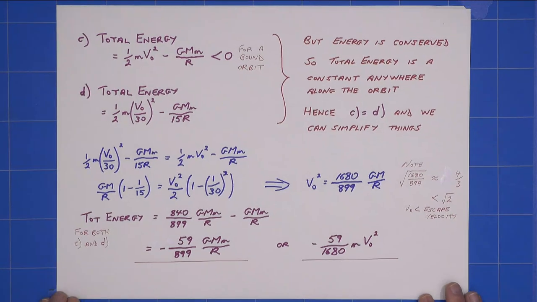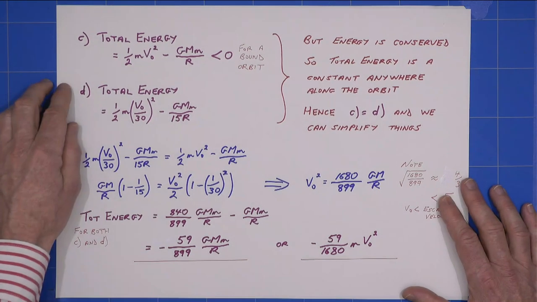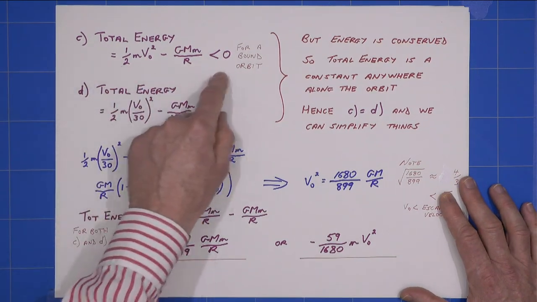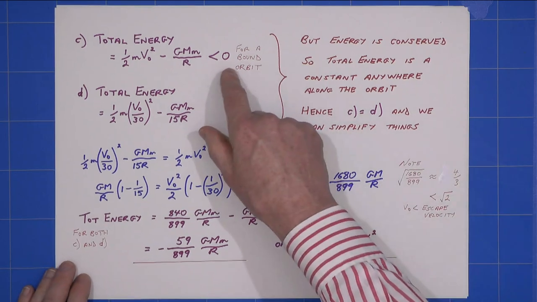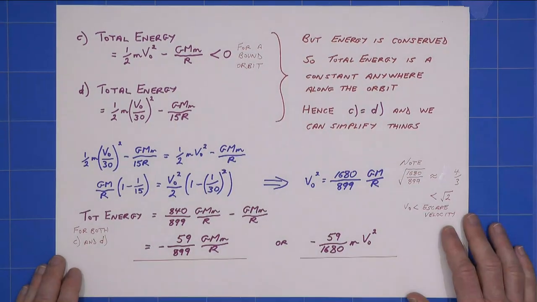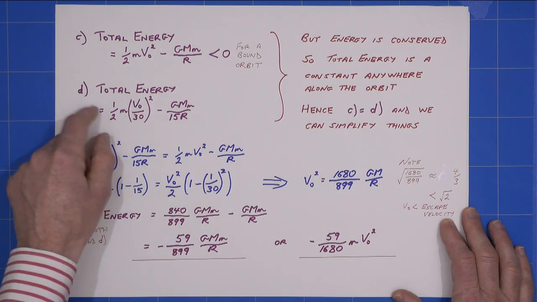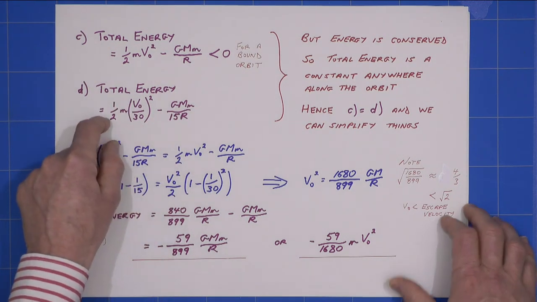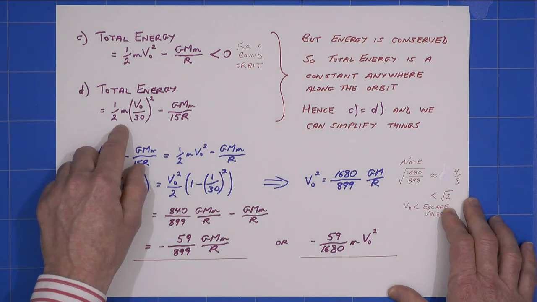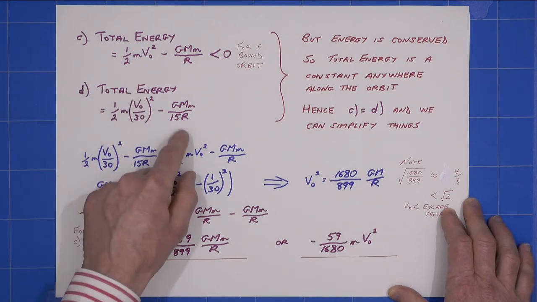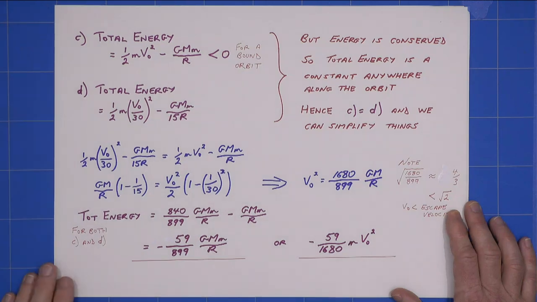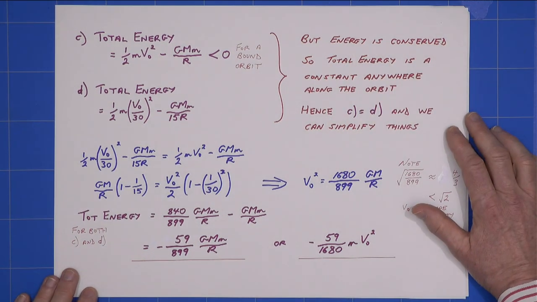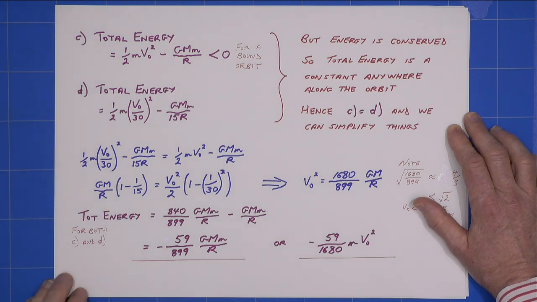For parts C and D, well, we know that the energy at start is going to be a starting condition there, and we know that it's also less than 0 for a bound orbit. We know our total energy, which is conserved of course. We know our total energy at our maximum radius is going to be, just feeding in the values for V and R, this here. So that gives us C and D. But we also know that energy is conserved, so we can compare these two and do a bit of simplification.